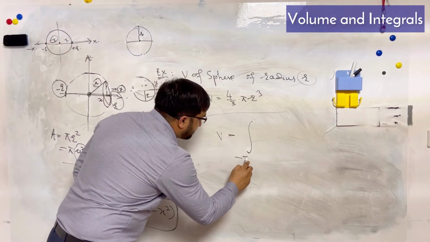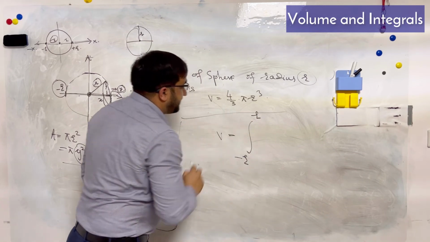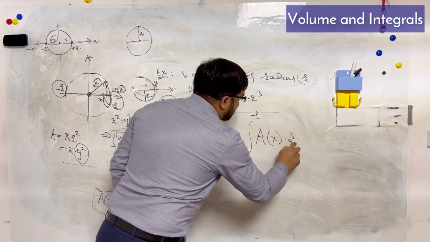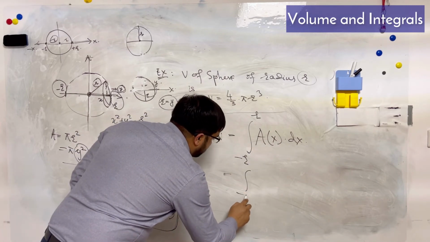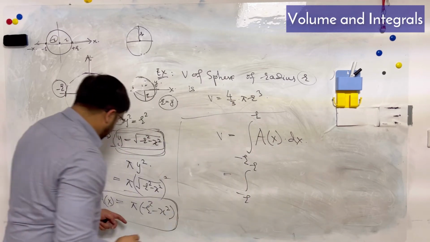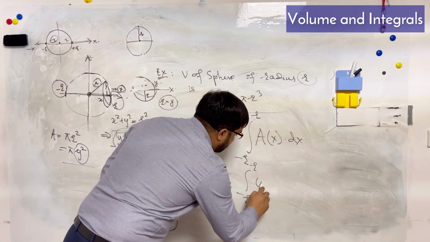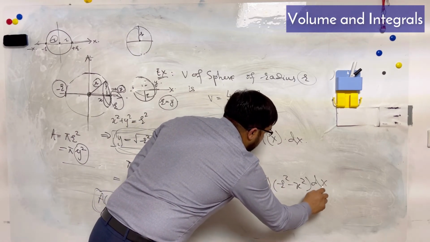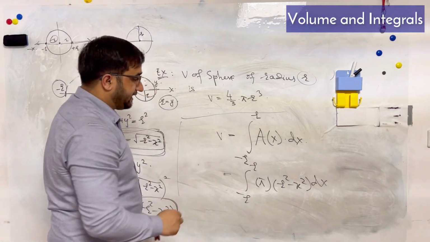So my integral starts from negative r, minus r, finishes at positive r, and the area function into dx. That is, the integral from minus r to positive r. The area function is pi into r square minus x square, into dx. Pi is a constant. You can take it outside.